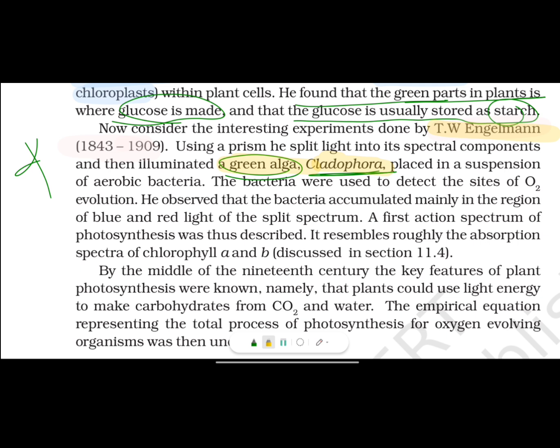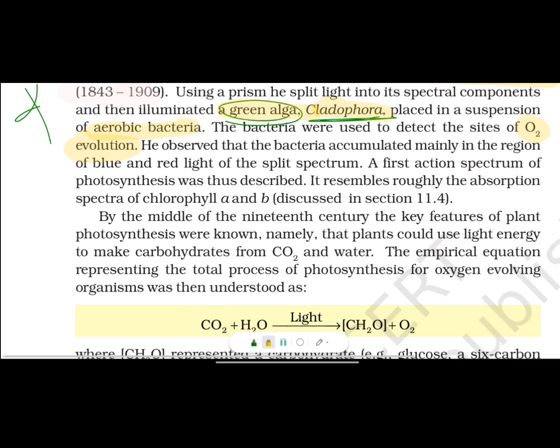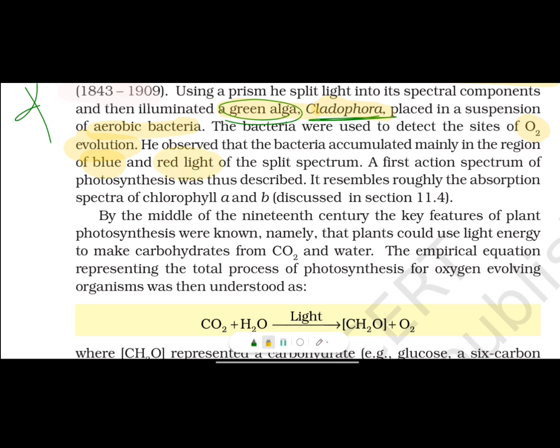He placed a suspension of aerobic bacteria. The bacteria were used to detect the sites of O2 evolution. He observed that the bacteria accumulated mainly in the blue and red regions of the split spectrum. By this we can understand that photosynthesis takes place at a high rate only in the blue and red light regions. A first action spectrum of photosynthesis was thus described. It resembles roughly the absorption spectra of chlorophyll a and b.